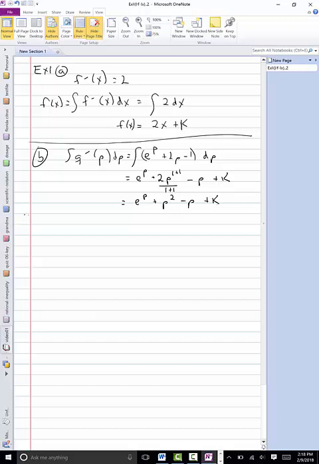So think about the derivative of that answer. What's the derivative of e to the p? e to the p. What's the derivative of p squared? 2p. What's the derivative of minus p? Minus 1. And the derivative of our constant at the end, 0. So anytime you do an antiderivative, you should be able to find the derivative of your answer, and it be that function you started with. Let's do number C here.